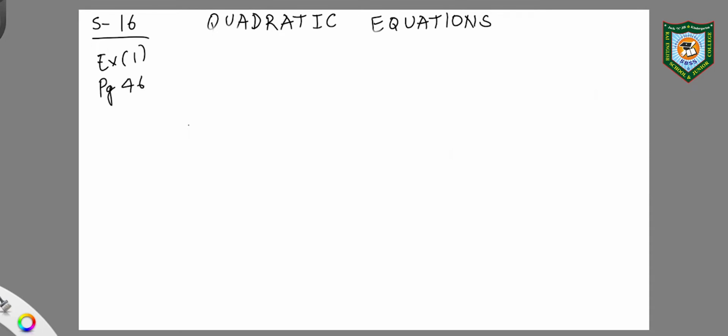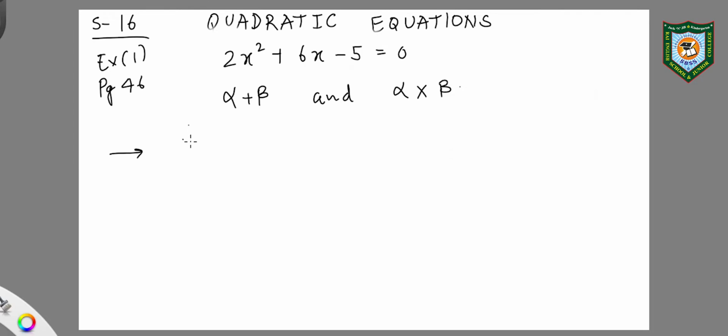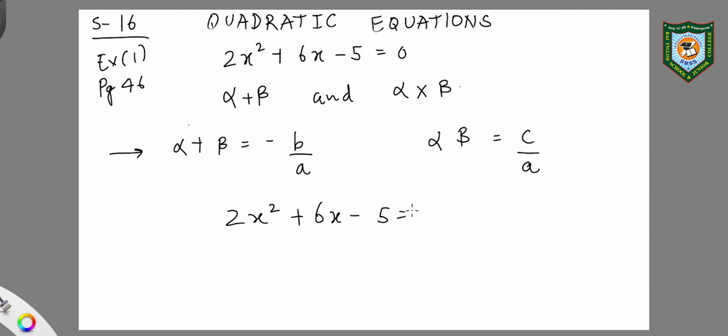The question is that we have a quadratic equation 2x square plus 6x minus 5 is equals to 0, and we need to find the value of alpha plus beta and alpha times beta. Now, as we learned in the previous section, alpha plus beta is equals to minus b by a, and alpha times beta is equals to c by a. Now, here we have our equation, 2x square plus 6x minus 5 is equals to 0.